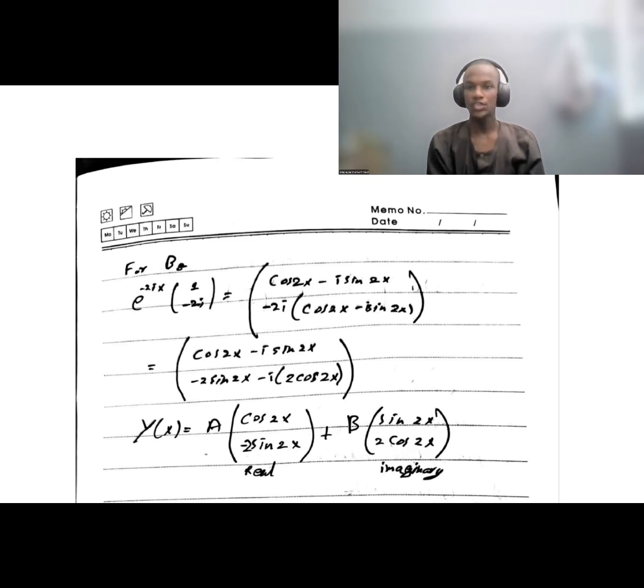Therefore, the general solution is y1 equals a cosine 2x plus b sine 2x, and y2 equals negative 2a sine 2x plus 2b cosine 2x.